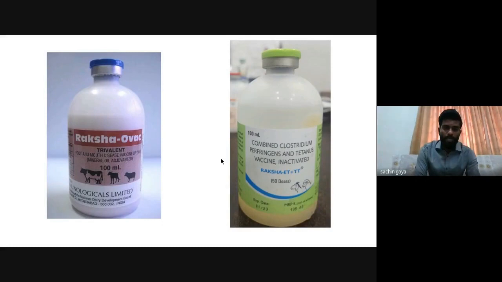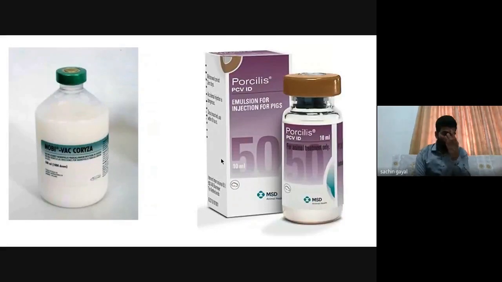And we normally do foot and mouth disease vaccination at 3 months of age of the calf, and the first at 3 weeks of age. Actually, at 3 weeks of age we vaccinate the animal. On the right side is the combined Clostridium perfringens and tetanus vaccine, inactivated. This is the Raksha ET and TT vaccine, which is for goats, and they use aluminum hydroxide as an adjuvant. Then Novivac Coryza is for prevention of poultry diseases, that is coryza, and they use an oil emulsion as an adjuvant.